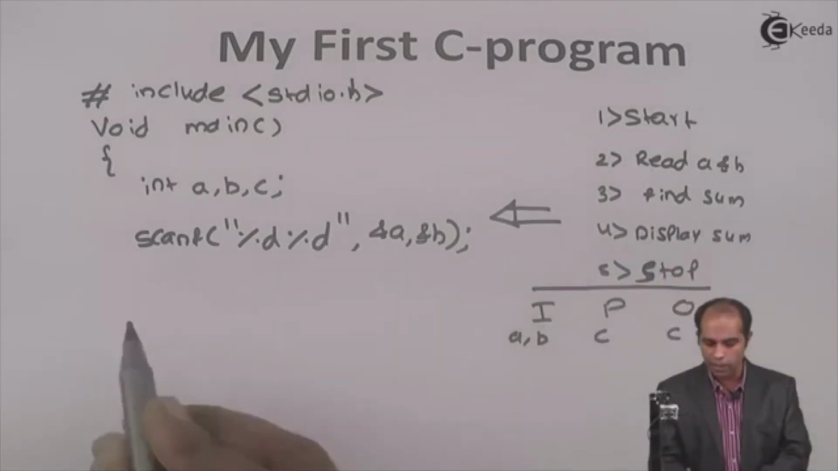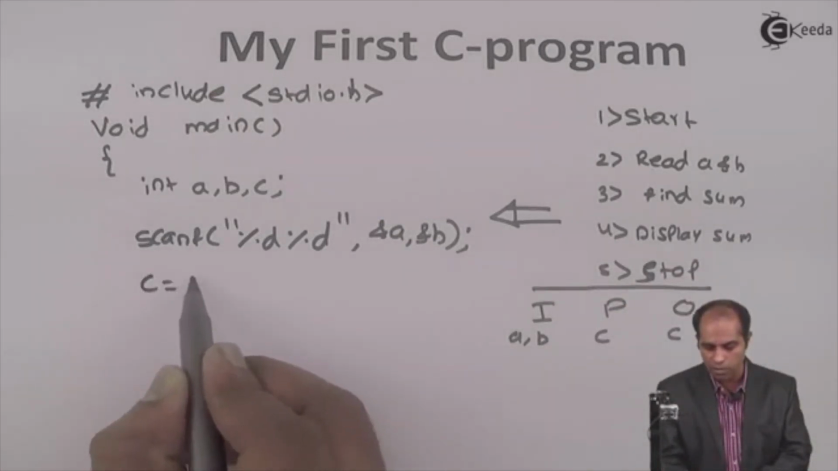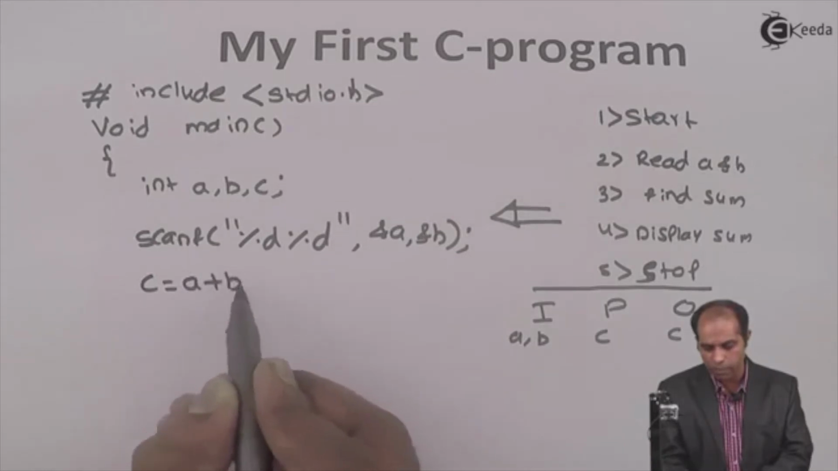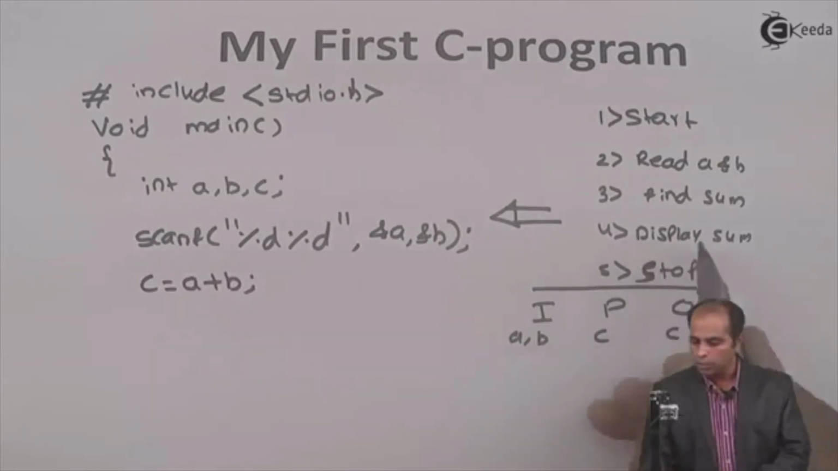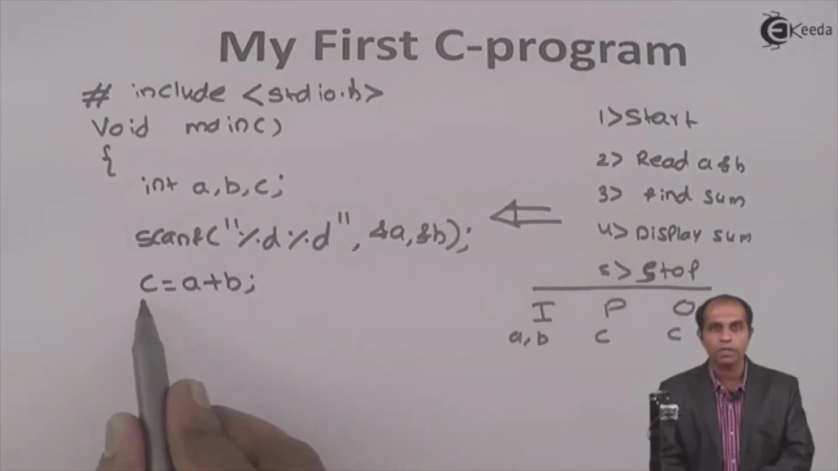Then, find the sum. Let's write an instruction C equals A plus B. Display sum. The sum is stored in which variable? C.